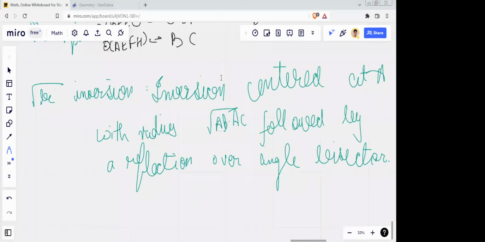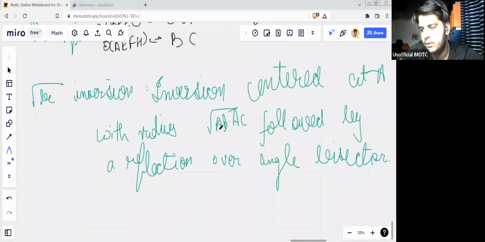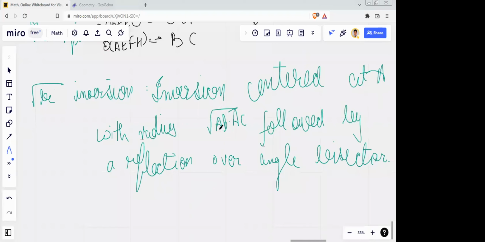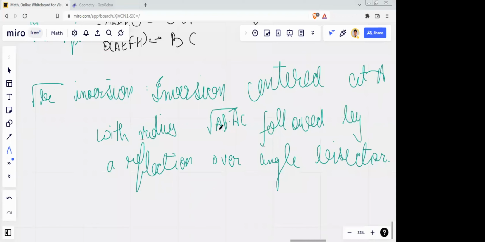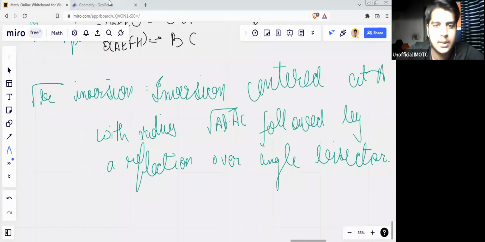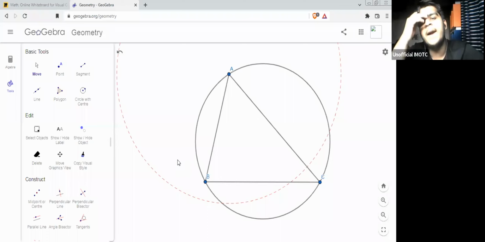What do you mean by followed by a reflection over the angle bisector? Oh, okay, got it. Just like in the last inversion, we did a reflection over H. Here it's a reflection. Yes. Okay, got it. Everybody got it? Yes. Nice. Okay, so let's move to here. Why do you think it's nice? Can you see any nice property directly?